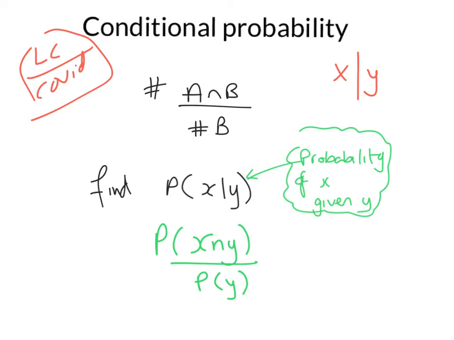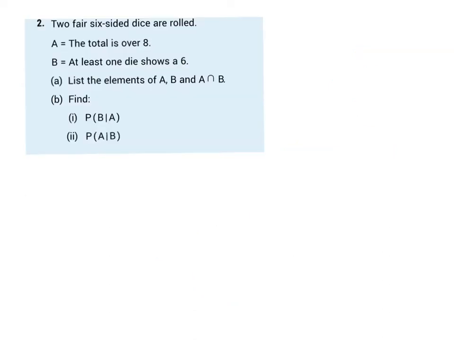Okay. So I am on page 67, I think, of your books, and we're looking at question 2. The first part of this question says, 2 fair 6-sided dice are rolled. For A to satisfy, the total is over 8. For B to satisfy, at least one die shows a 6.